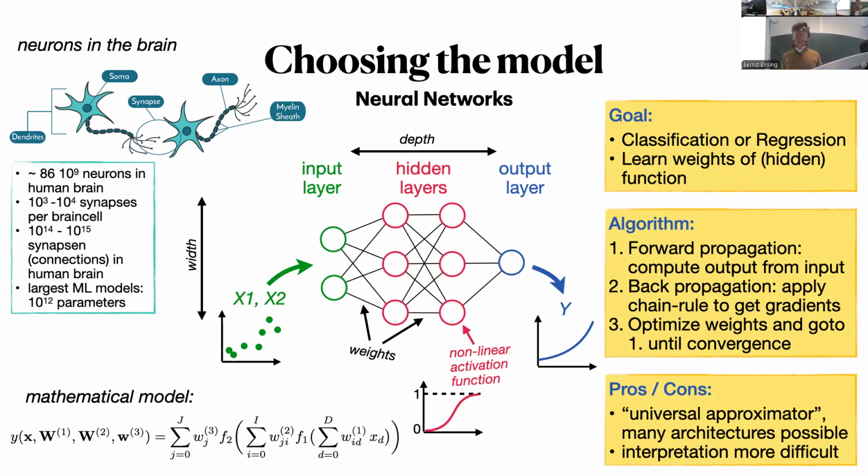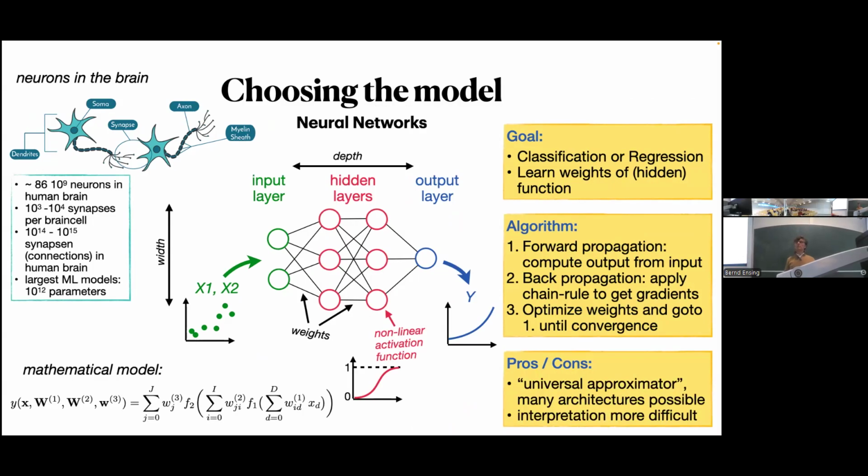The interpretation is a bit more difficult, right? This is often seen as a black box. It's not so clear what happens in between. And if there's some prediction and you're surprised by it, then figuring out why it predicted this and not that may be a bit more work than with decision trees.